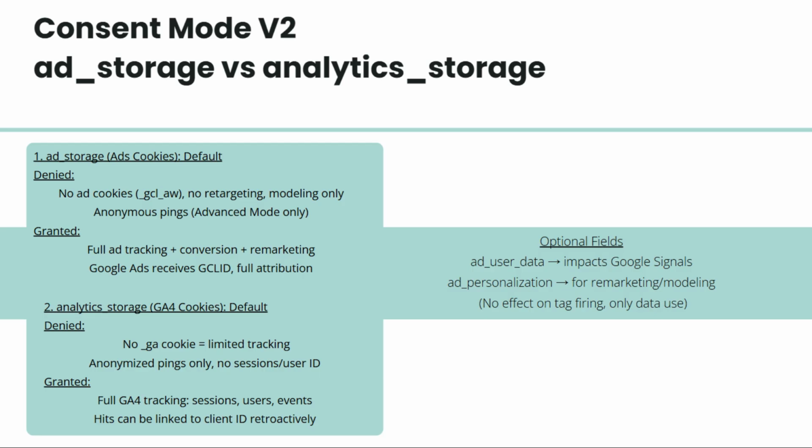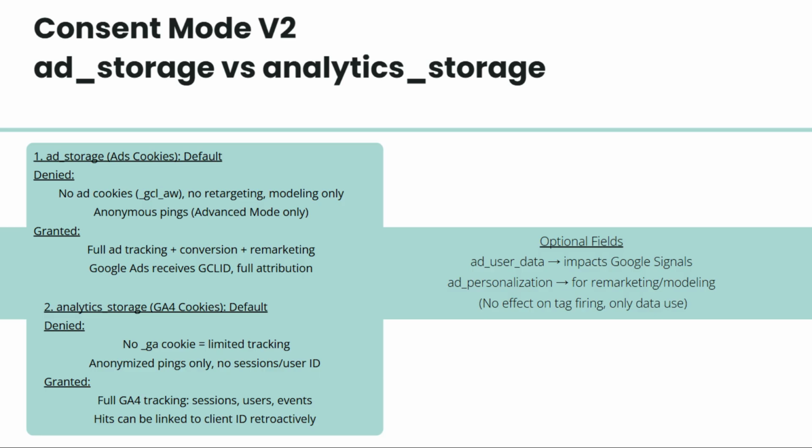To summarize, configuring default and updated behaviors for ad storage and analytics storage means default denied, no cookies, until user says yes. Update to granted when user consents, thereby allowing normal tracking operations. Ensure your GTM or code properly flips these states based on the user's choice. Understand that denied means limited modeled data, granted means full data capture.